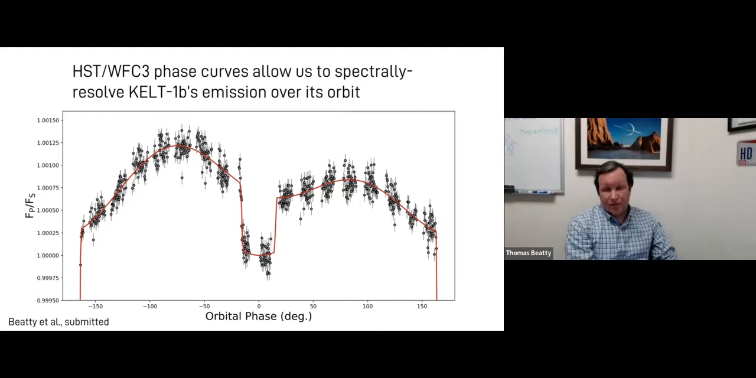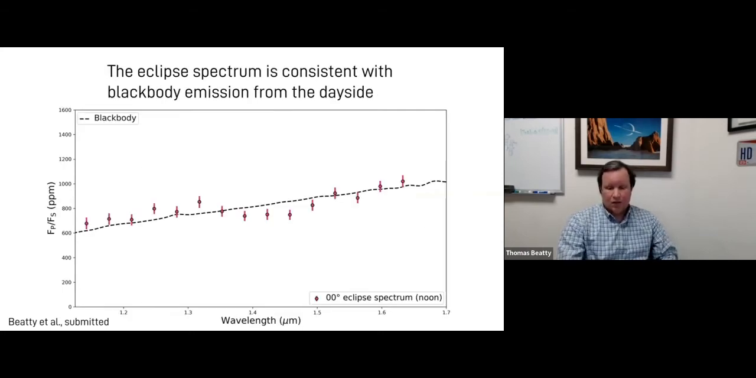These are Hubble WFC3 observations of a transiting brown dwarf, KELT-1. We observe spectroscopically over an entire orbit. So we get spectra of the brown dwarf over the course of its entire orbit, and we can look at how this spectra changes.